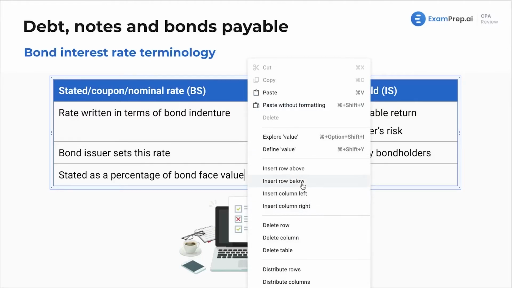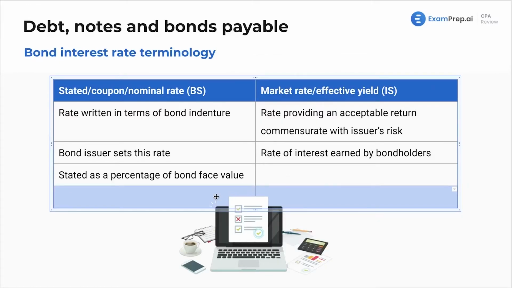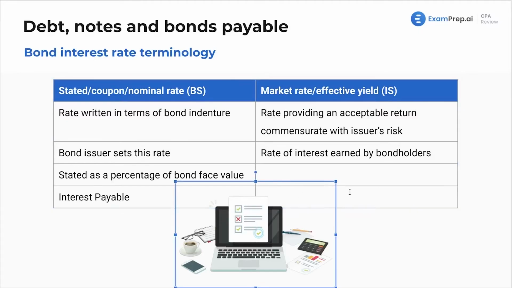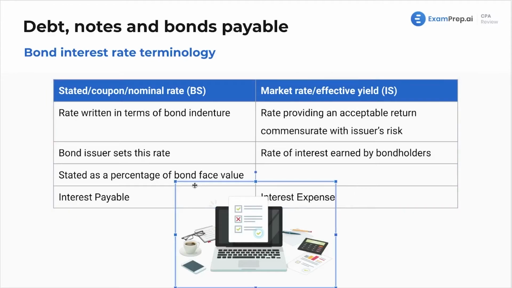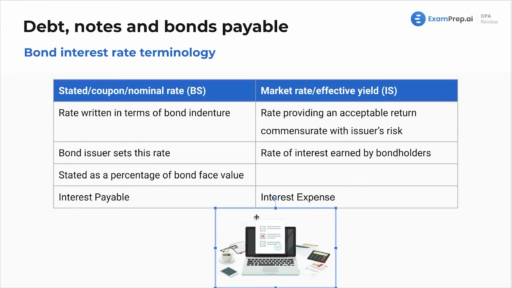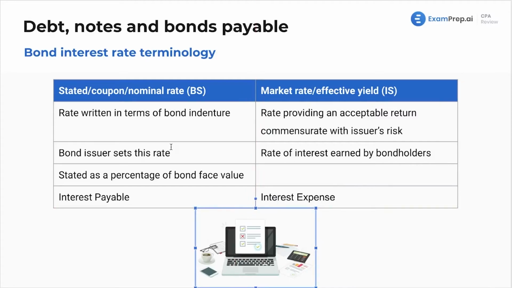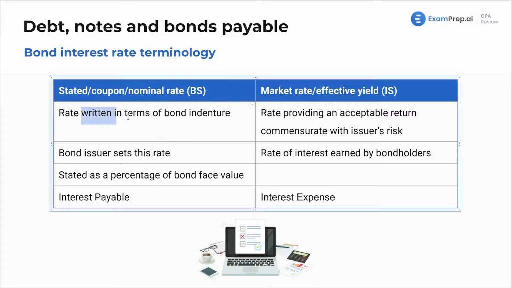And if what you see here is the same, then there's no difference, right? So this is going to be not bonds. This is going to be interest payable, and this is going to be interest expense. I'm going to move this, it's a nice graphic, but I'll move it out of the way for you. So this is the rate written in terms of the bond indenture. So the indenture is the agreement, right? This is Disney saying we're going to give you 10%.